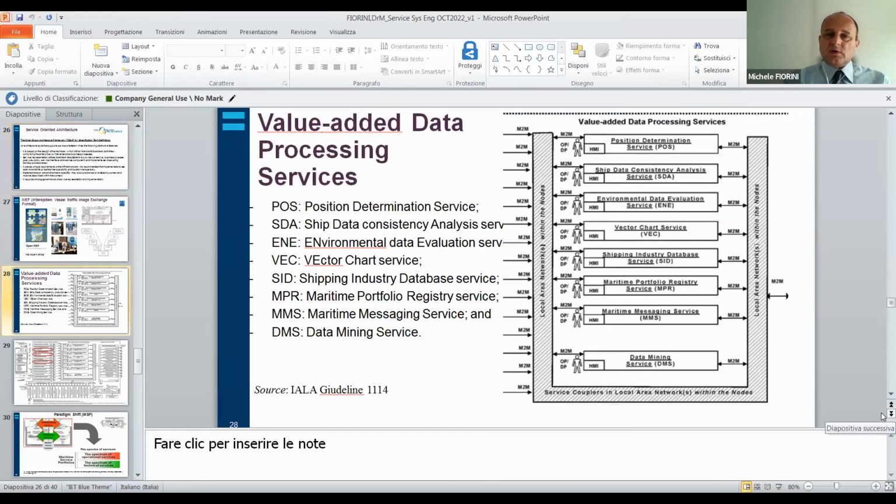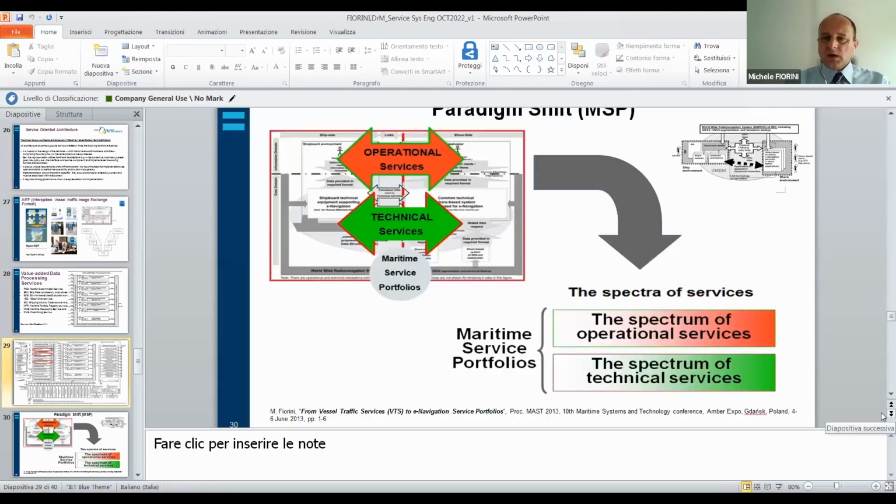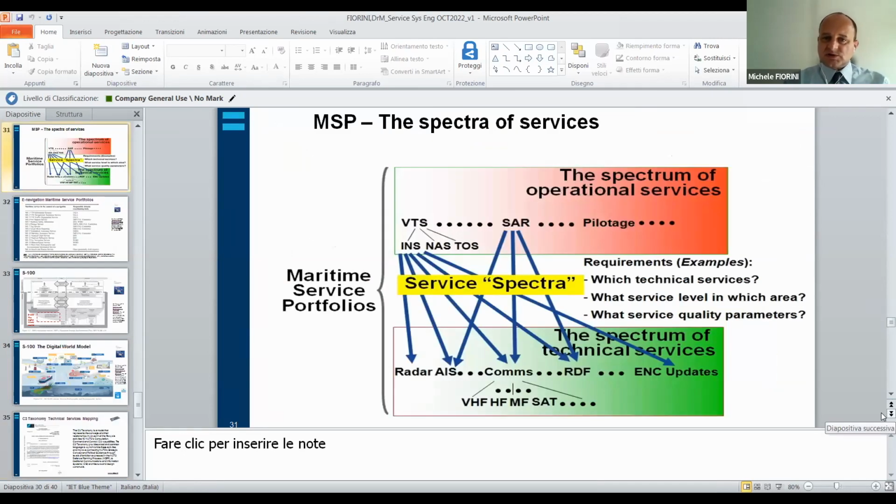Here is an example of data value services inside the vessel. I will not go into detail for a matter of time and many other reasons, but I give you just a quick peek of the overall services that are already standardized in the maritime domain. You may recognize the VHF radio communication, the radar, and the other equipment. And some other examples, technical, operational services and technical services. So operational services are what the people need to do. Technical services are what supports the people to do their activity. For example, search and rescue.